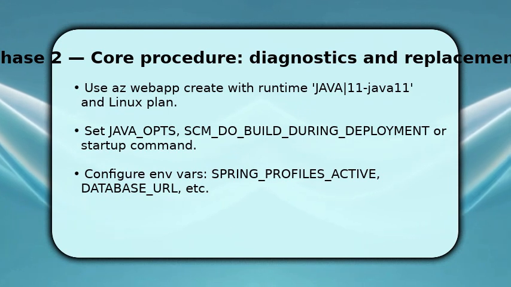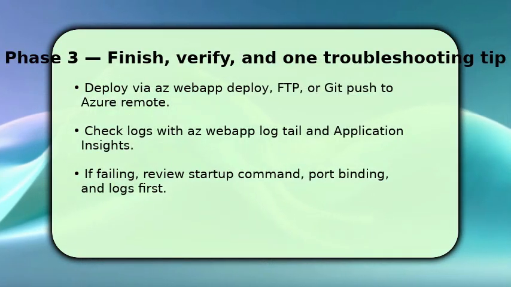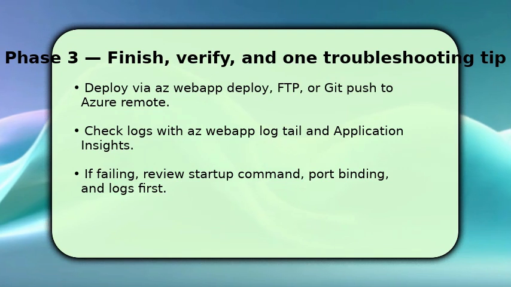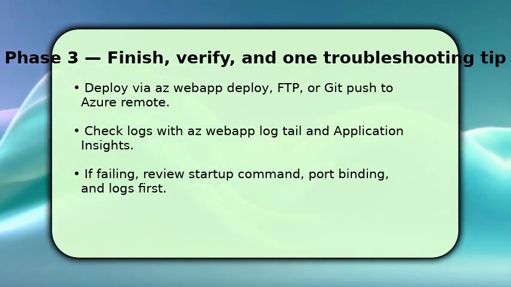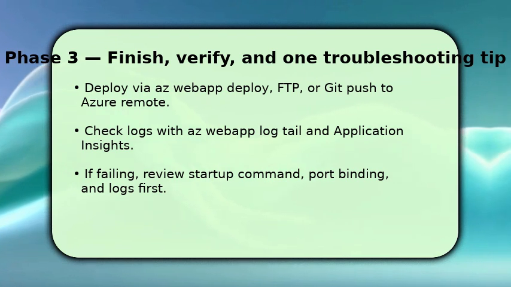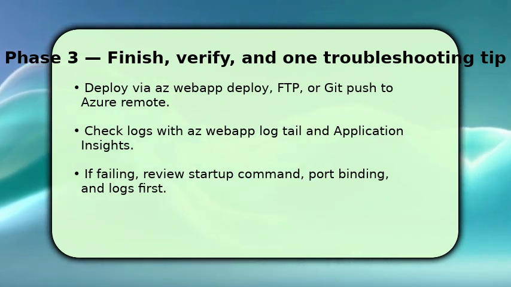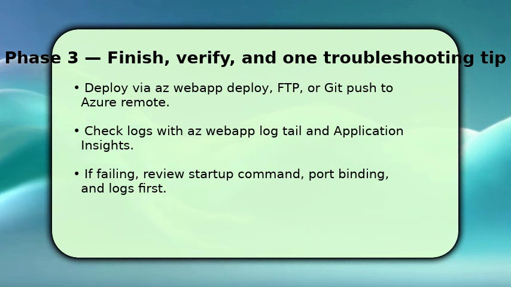Finally, deploy the artifact. Use az webapp deploy with the resource group, app name, source path, and target /app.jar, or push via Git or FTP if preferred. Once deployed, verify by curling /actuator/health or your app endpoint. Tail logs with az webapp log tail, or inspect Application Insights for exceptions and performance traces.